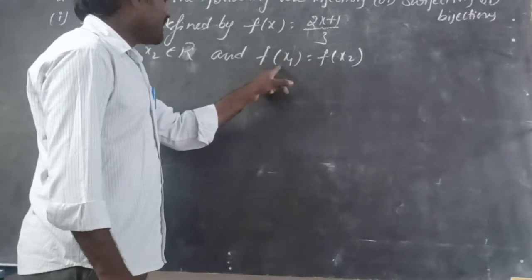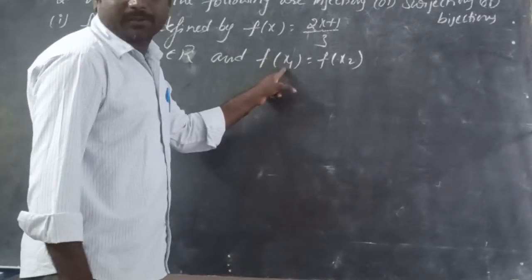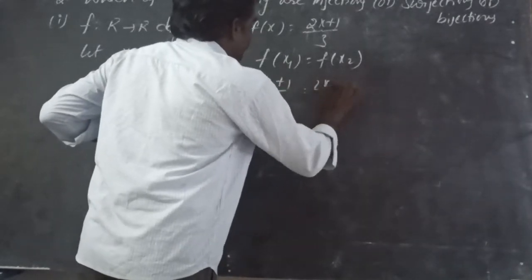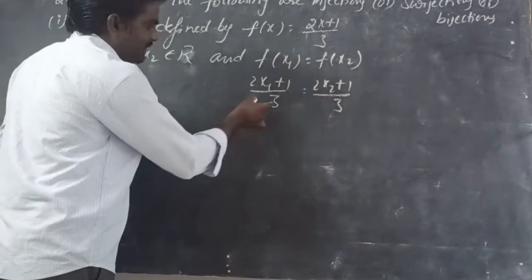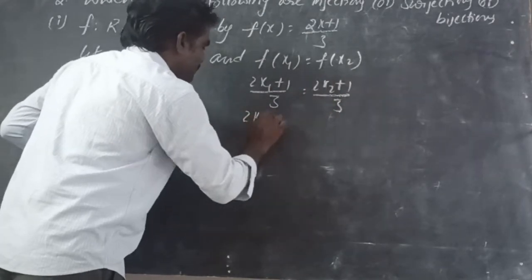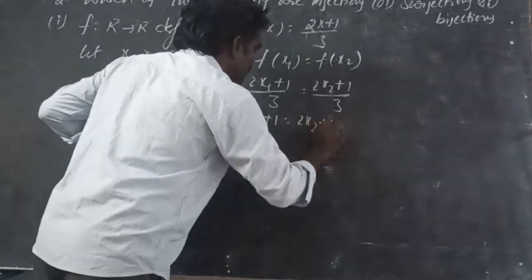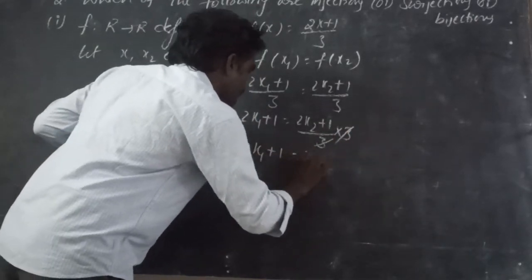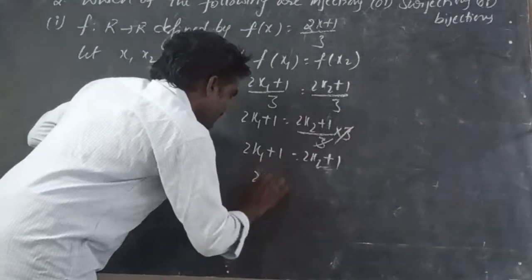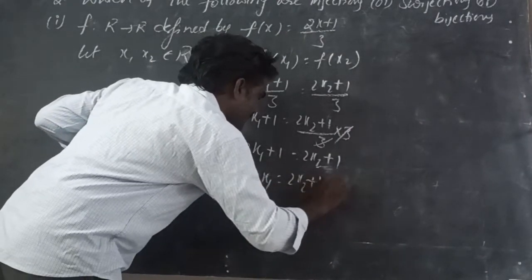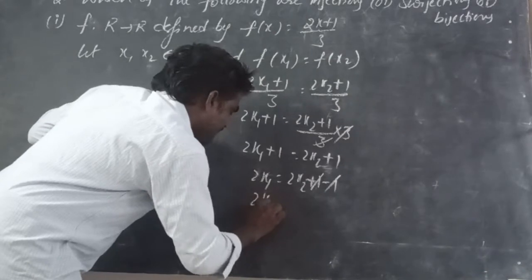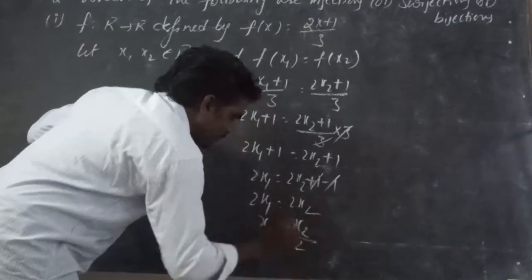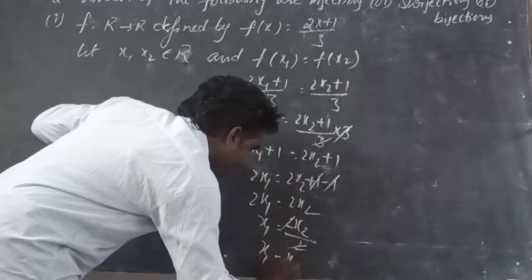So f of x1 means in the place of x you can put x1. So that is (2x1 plus 1) by 3 is equal to (2x2 plus 1) by 3. Here 3 divides, so 3 cancels. 2x1 plus 1 is equal to 2x2 plus 1. So 2x1 is equal to 2x2 plus 1 minus 1, plus 1 minus 1 cancel. 2x1 is equal to 2x2, so x1 is equal to 2x2 by 2, 2 cancels. x1 is equal to x2.